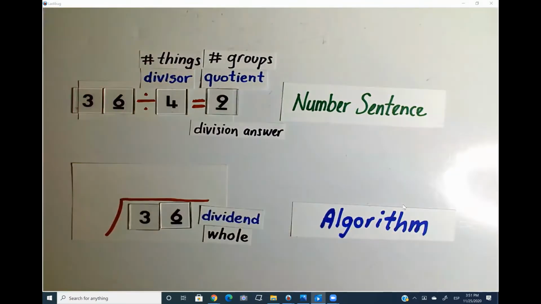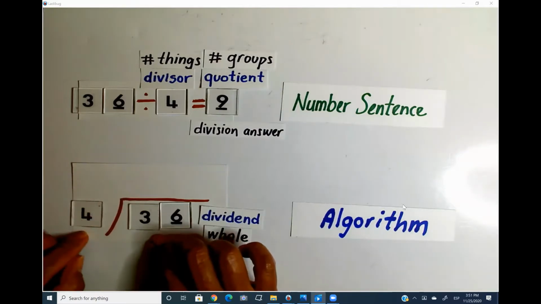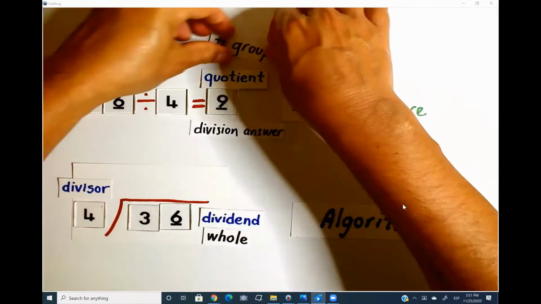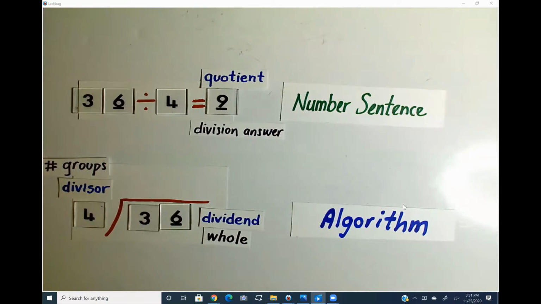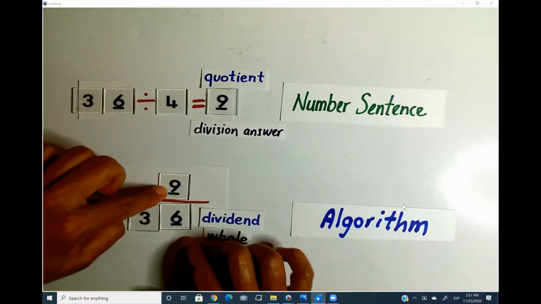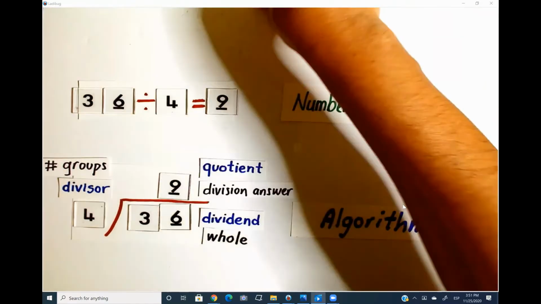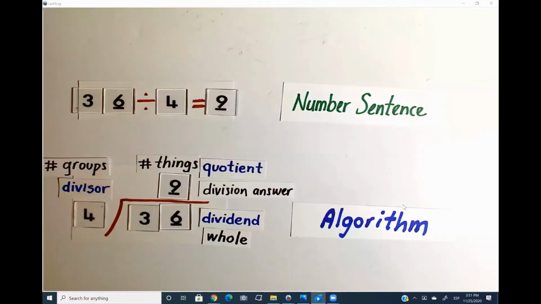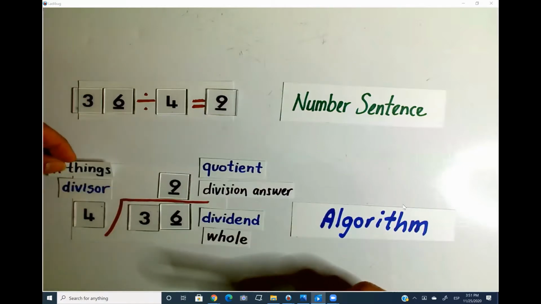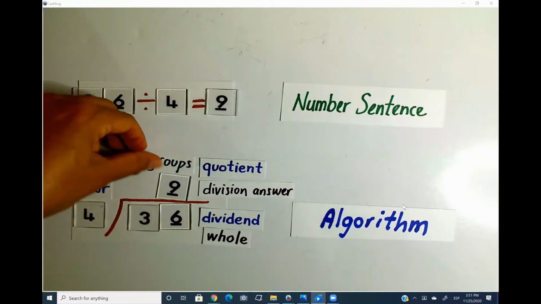The number 4, in this case, is the divisor, and it goes outside on the left side of the division bracket and represents again the number of groups. And finally, we have the quotient, which goes on top of the bracket, and this is going to be the answer. Remember, the quotient is the division answer, and in this case represents the number of things in each group. And once more, sometimes depending on the problem, if we have the number of things in each group, we might be trying to find how many objects in each group.